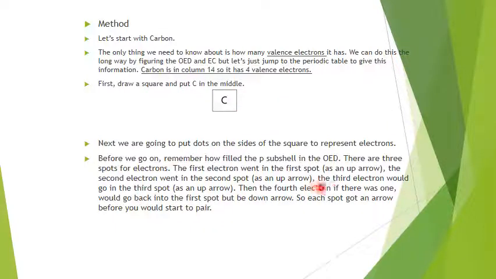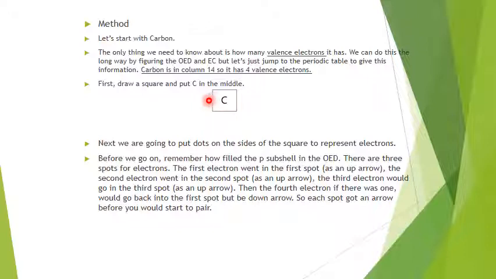Now, what we want to do is go back to the orbital energy diagrams and the P's. When we did a P subshell, there were 3 orbitals, and you went up, up, up before you paired them. You didn't go up, down, up, down, up, down. You went up, up, up, then down, down, down. So each square got an arrow before you paired them up. We're going to do kind of the same thing here. You're going to put a dot on each side before you pair them up.